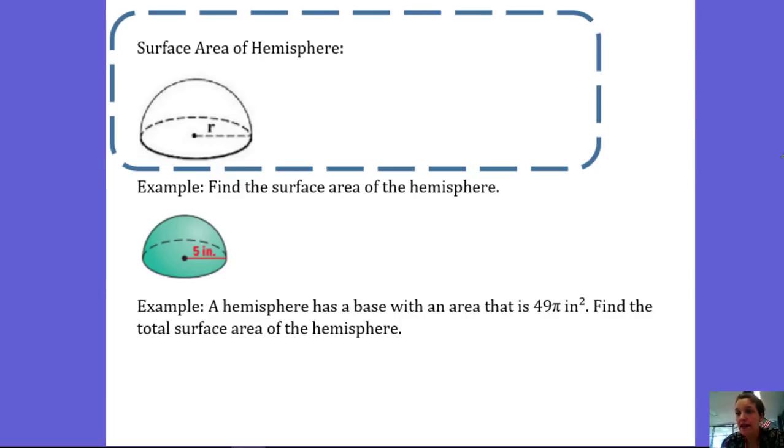A hemisphere is half of a sphere. But if we are going to calculate the surface area of a hemisphere, we're going to find the surface area of that rounded part, the half sphere, but then there's a flat bottom. There's a base to this hemisphere.